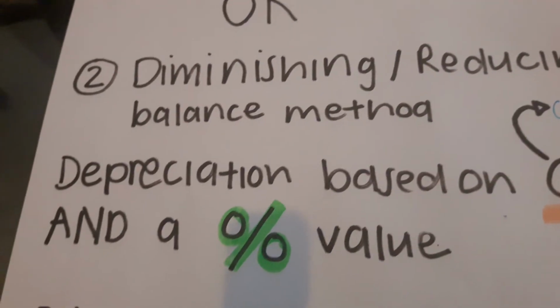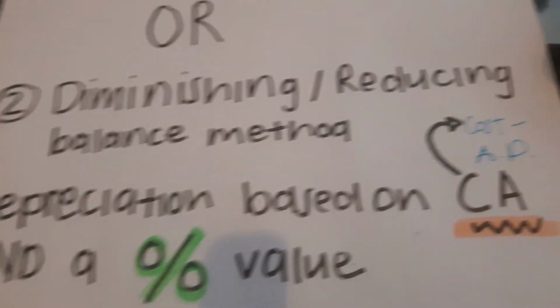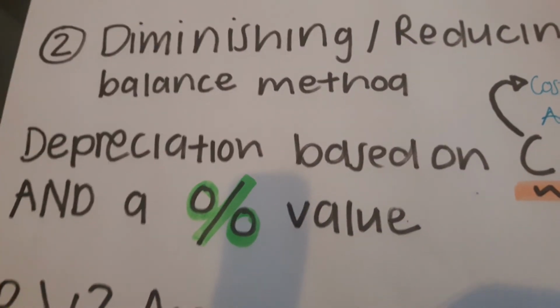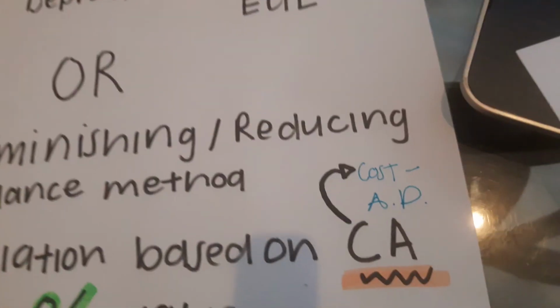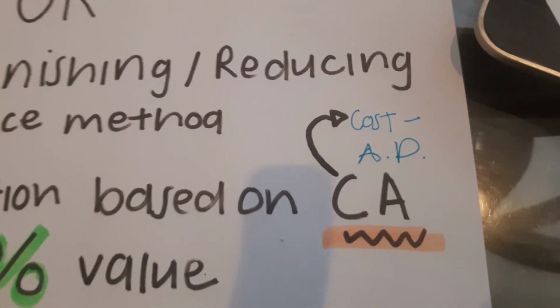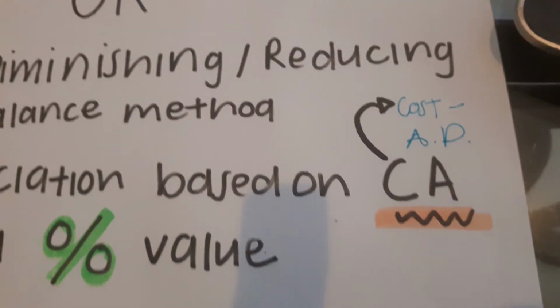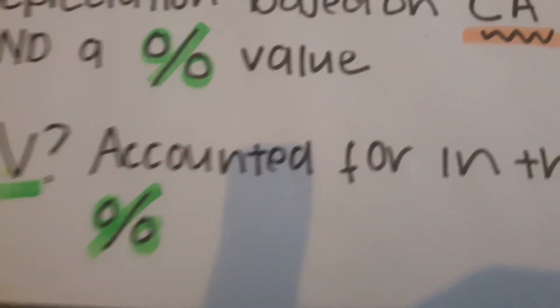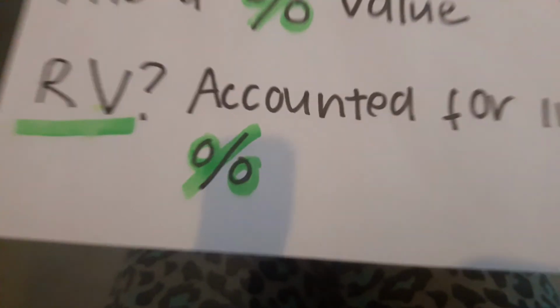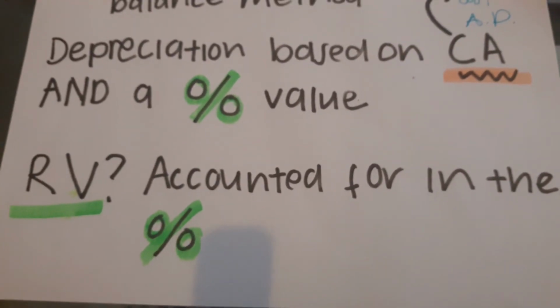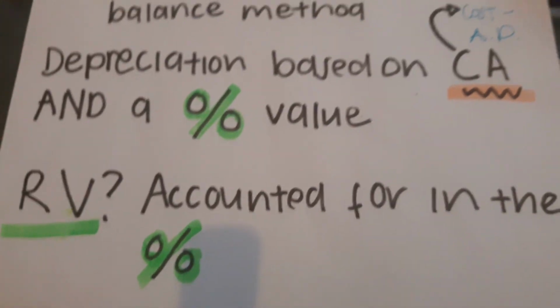We are saying that depreciation is based on the carrying amount and a percentage value. So what is the carrying amount? The carrying amount is your cost minus the accumulated depreciation. You may be asking yourself, so what happened to residual value? Well, the residual value is accounted for in the percentage. So even if the question gives you a residual value, you only have to use the percentage.